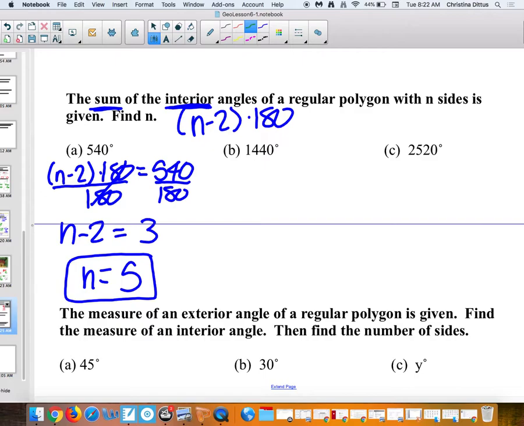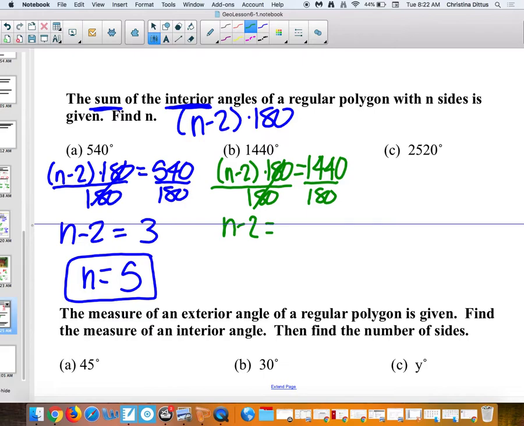Same thing with our 1,440 degrees, set up our equation. I know the interior angles have to work out to this formula, n minus 2 times 180. I know it also has to total 1,440 degrees. First step is to do what? Divide by 180. So my n minus 2 equals 8. So n is 10. If you want to check them, I would recommend that on a quiz or test. Plug 10 back in there. 10 minus 2 times 180 should be that 1,440.